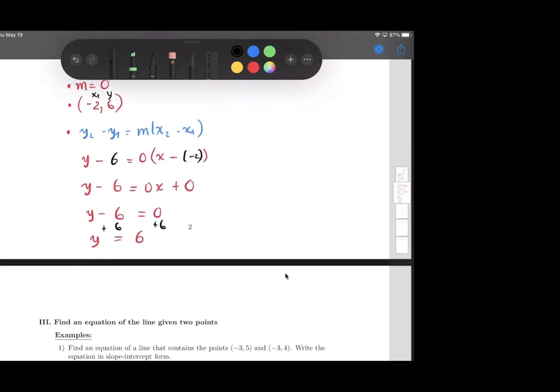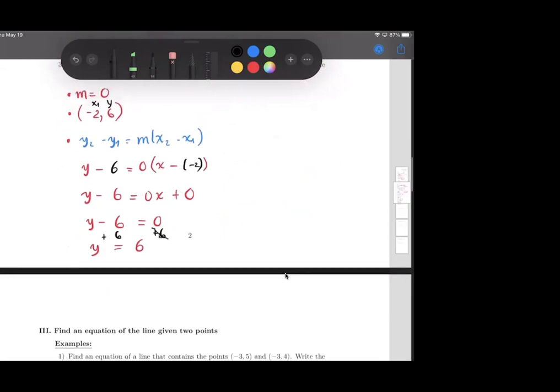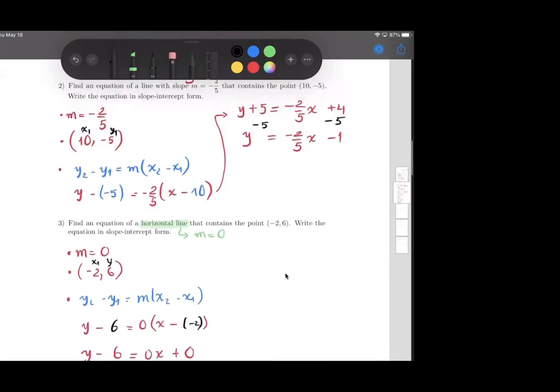But you just took the X away because it was a 0x. 0 times X is 0. Oh, okay, so you just took away the 0x. Okay, then I got it. Maybe I should leave it like that. But thank you for asking.